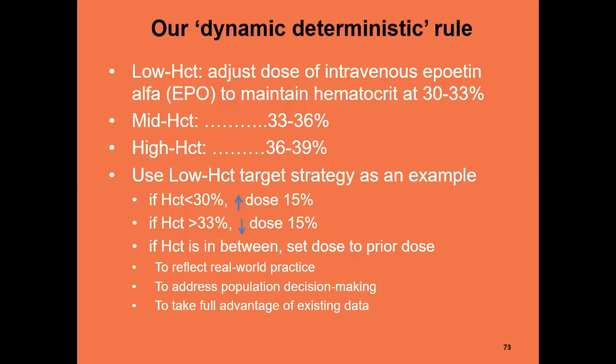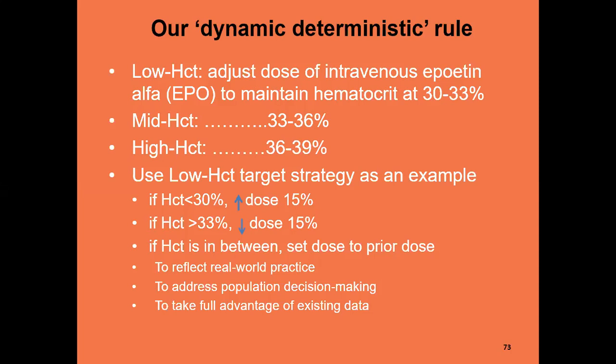Now, here's our dynamic deterministic rule. Here's how we define our treatment strategies. For example, for the low hematocrit target strategy, if hematocrit is less than 30%, increase the dose by 15%. If hematocrit is greater than 33%, the dose is decreased by 15%. If hematocrit is in between, set the dose to the prior dose. Similarly, we can define the mid hematocrit and high hematocrit strategies in a very similar way.